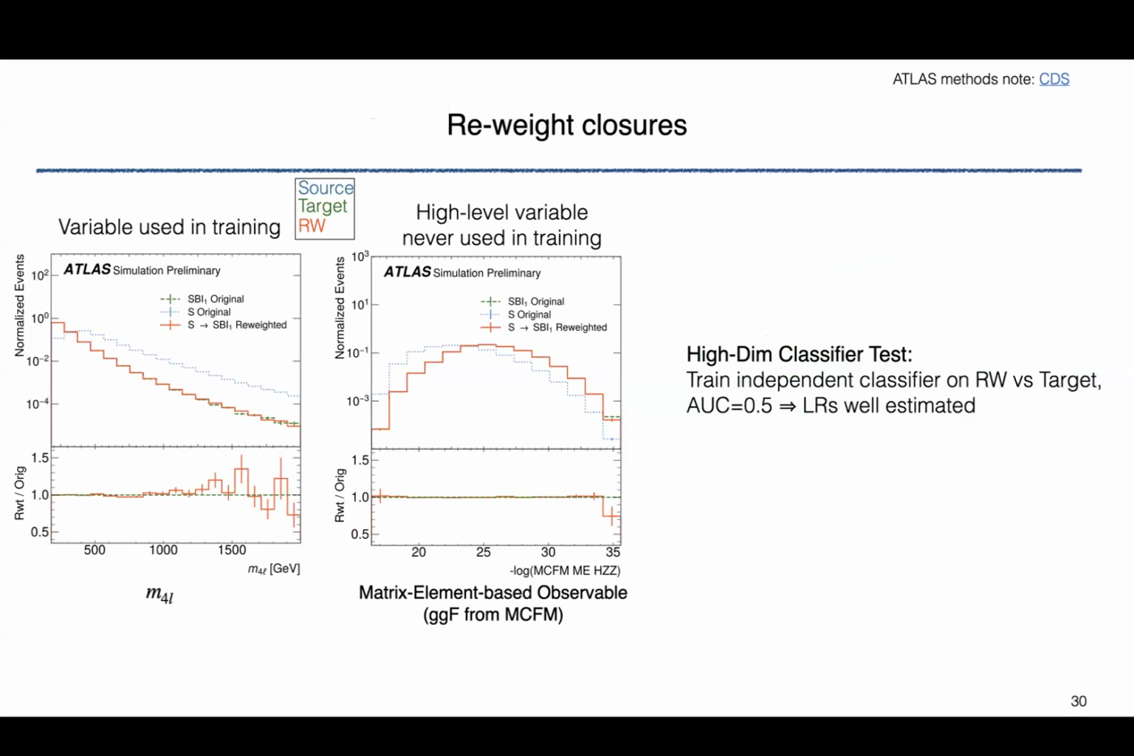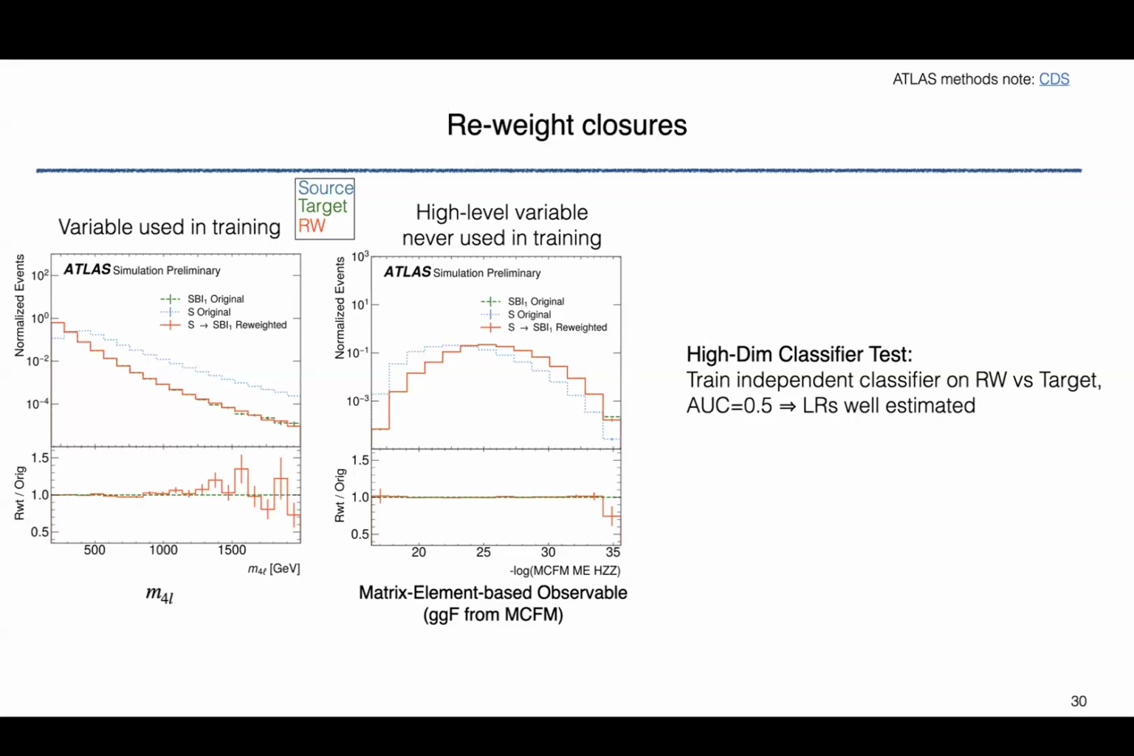Then, for a closure test, we look at some high level variable that was never used. And again, we see that the green and the orange match pretty well. Pretty well, of course, is subjective; you'll see how we convince ourselves it's good enough. But before that, you might wonder, okay, you've chosen to look at a few of these one-dimensional projections and everything looks nice. What if there's some part of the phase space in a weird projection where you actually see the discrepancies and you just forgot to look there?